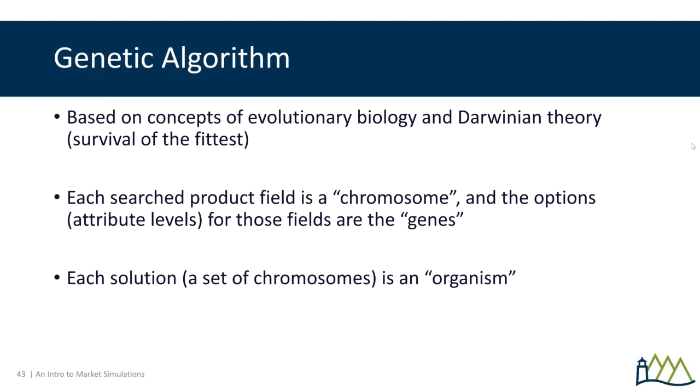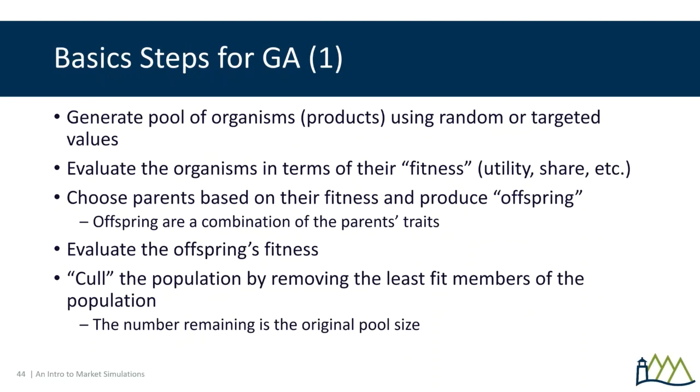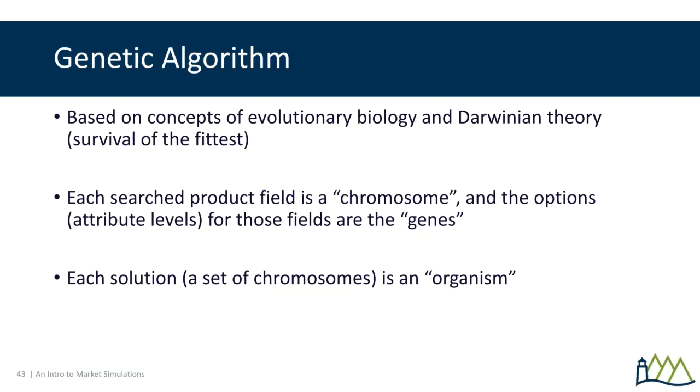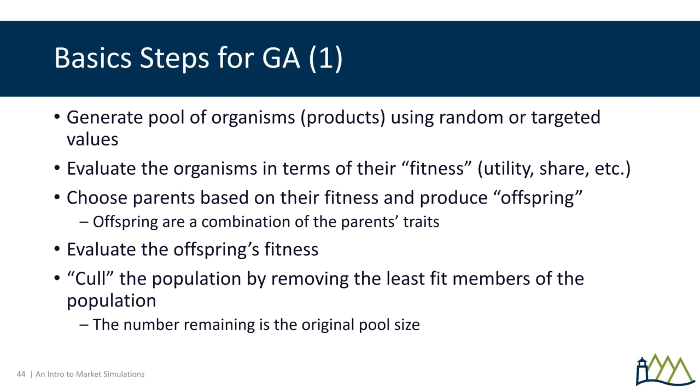The idea of a genetic algorithm comes out of evolutionary biology. This should be the idea of survival of the fittest, so you should be somewhat familiar with this. What we're going to do is treat each attribute that we're searching on as a chromosome, and the value of that is like a gene. When we put those all together, like a set of these chromosomes, we consider that to be like an organism. And so we're going to use these terms from genetics.